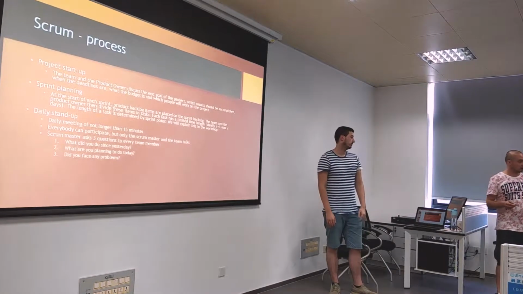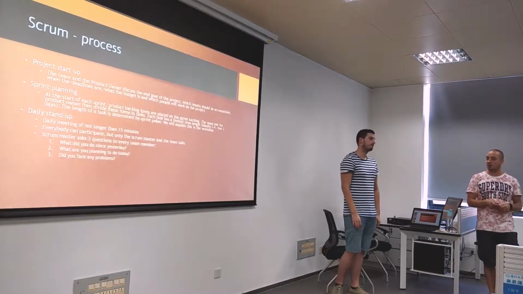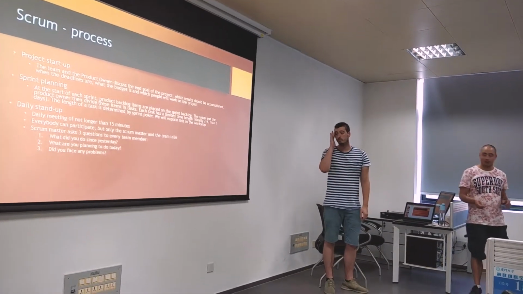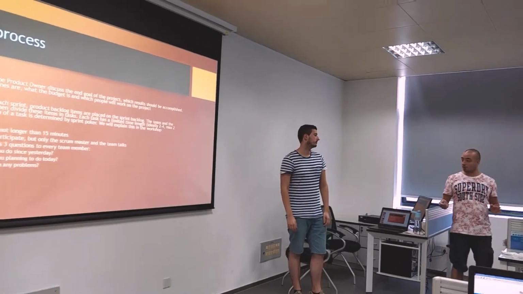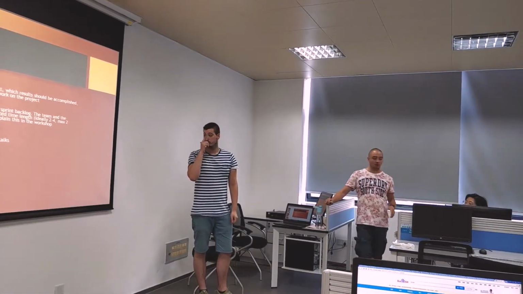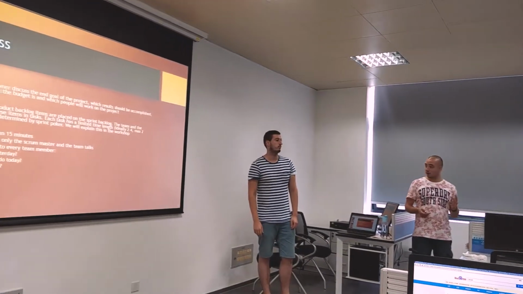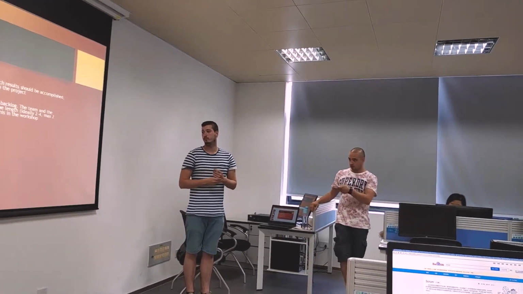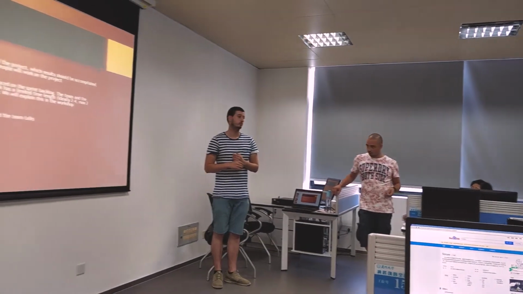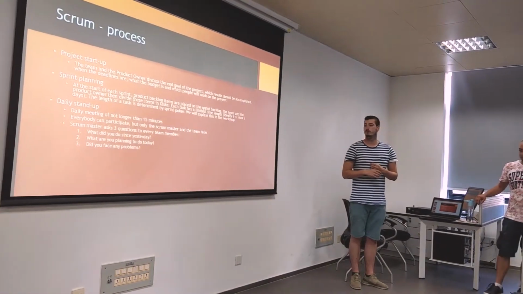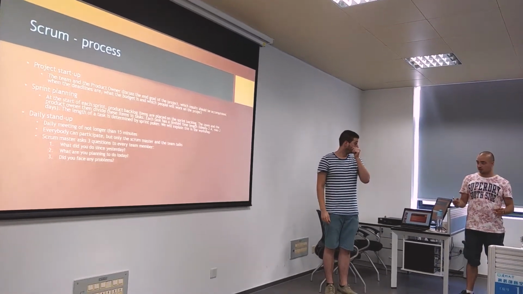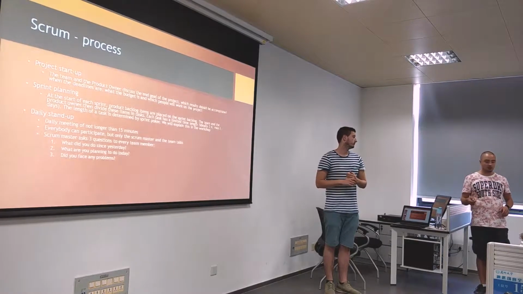Every day within a sprint there is a daily meeting, and it never takes longer than 15 minutes. That's the maximum length, and everybody can participate, but only the Scrum Master and the team talk with each other. And during the daily stand-up, 3 questions are asked to the team by the Scrum Master. What did you do since yesterday? What are you planning to do today? And did you face any problems? And it's important that you only answer these questions and don't start any discussion.